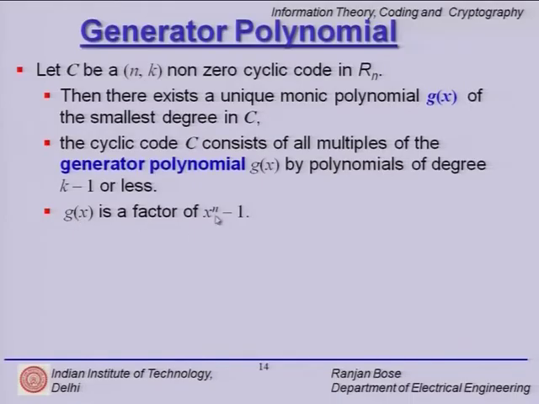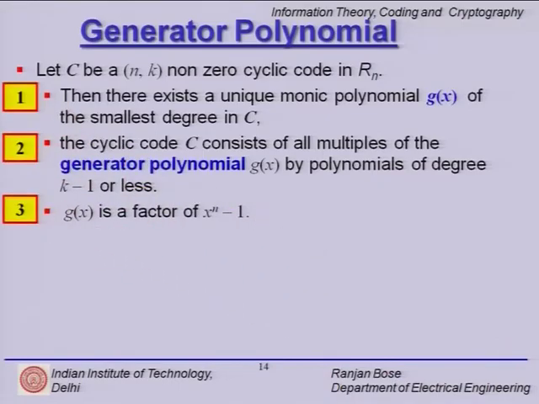All we have to do is factorize x raised by n minus 1 in the appropriate Galois field, and each factor is potentially the generator polynomial of a cyclic code. So, all we have to do is learn to factorize x raised by n minus 1, and we have the valid generator polynomials.